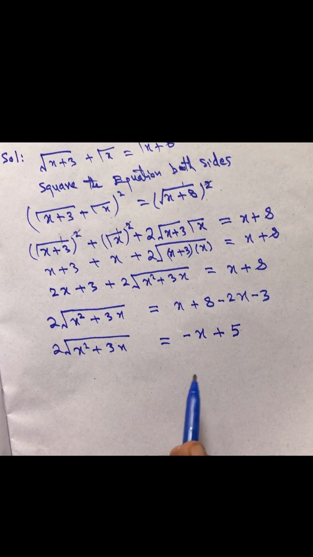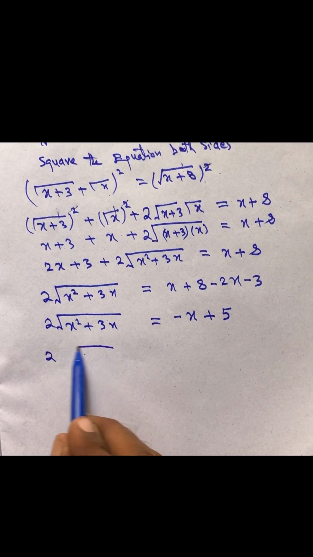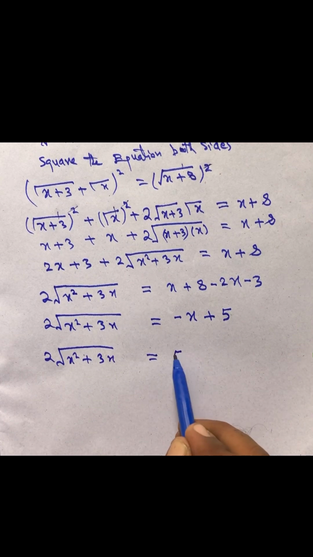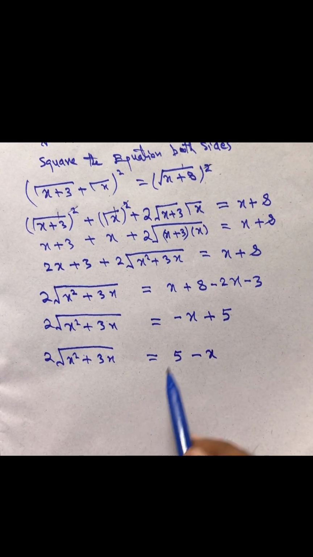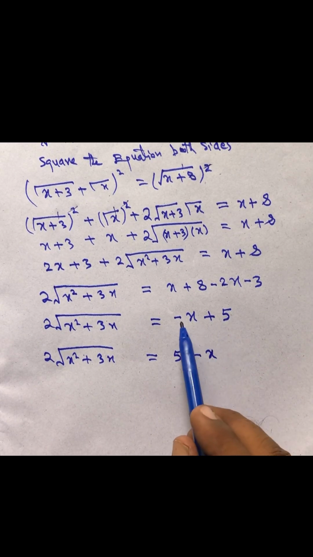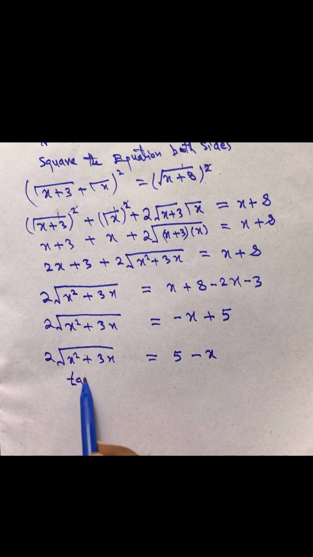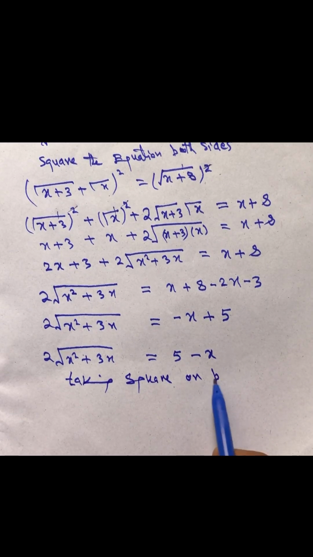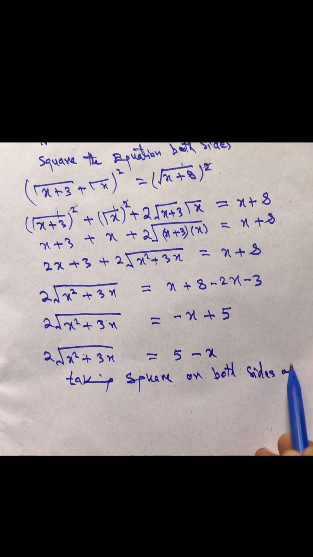We are going to arrange this a bit. Again we write the same, 2 root of x square plus 3x. Arranging will be like 5 we will write first and minus x later, because we want it to be in the form a minus b. Like this we may feel it difficult to open, because without taking a square, the radical sign cannot get finished. So again we write, taking square on both sides of the equation.